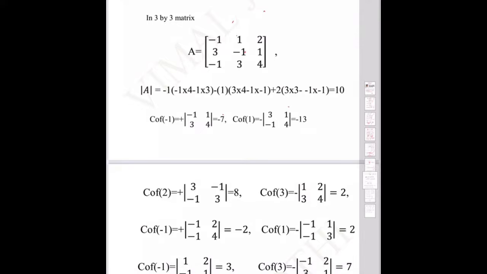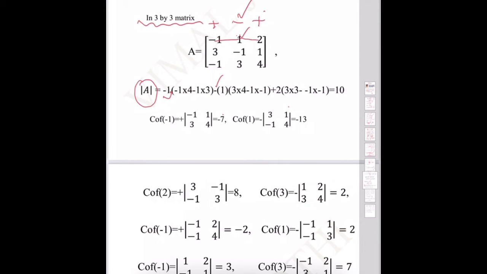Next, the 3 by 3 matrix. Let A be a 3 by 3 matrix. Then the determinant of A is denoted by determinant of A, equal to first plus, then minus, then plus. Plus into minus 1, that is minus 1 into, delete this row and this column, then minus 1 into 4 minus 1 into 3. Okay. Then minus this element 1.